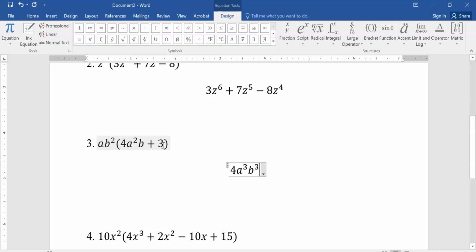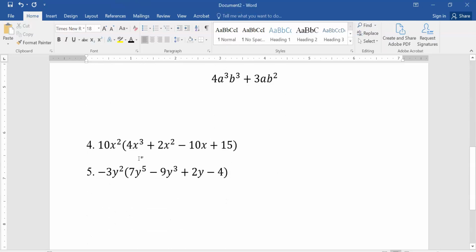In our second term, we're going to have a plus 3, and that's going to be multiplied times a b squared. So nothing with a like base there to deal with. And we just get 3 times ab squared as our second term in our final answer. So 4a to the third, b to the third, plus 3a times b squared.